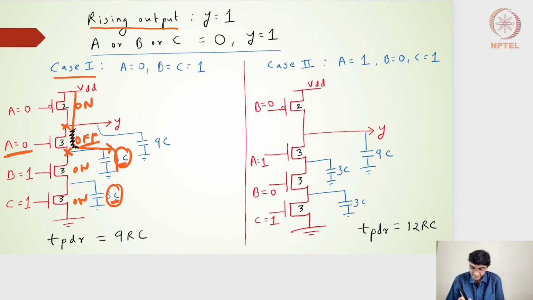Hence, this 3C capacitance, and this particular 3C capacitance, and this particular 3C capacitance are not likely to charge at all. What is likely to charge is only this 9C capacitance. And the 9C capacitance is going to charge with a propagation delay rising of 9C times the switching resistance of this transistor, which is R. So I will get 9RC. So this is the first case, where A is equal to 0 and B and C are 1.